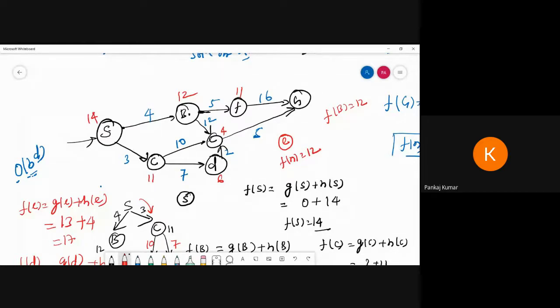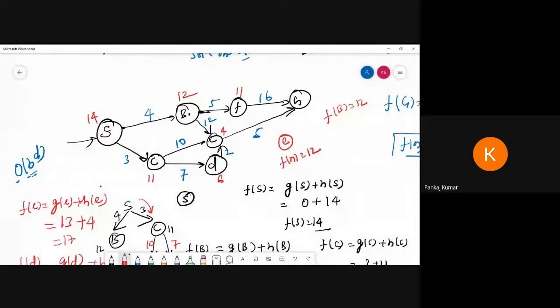Then what will we do? Suppose this type of contradiction happens, then A star will explore both directions. That means it can explore B again and it can explore E again. Then it compares which node has the minimum f of n, and goes for that. So don't worry. If the f of n values of E and B come out the same, then explore B again.